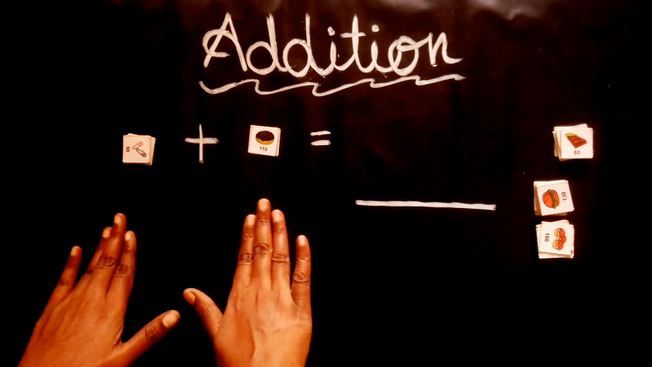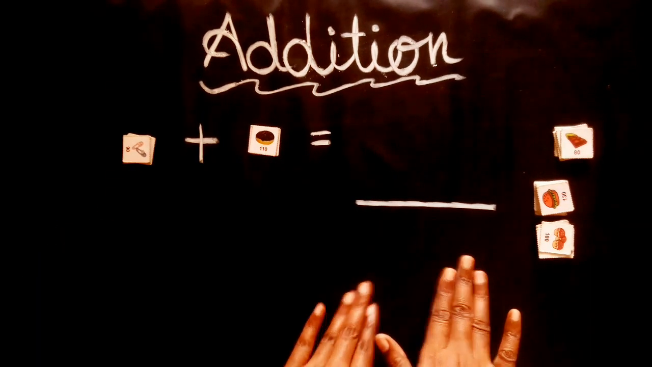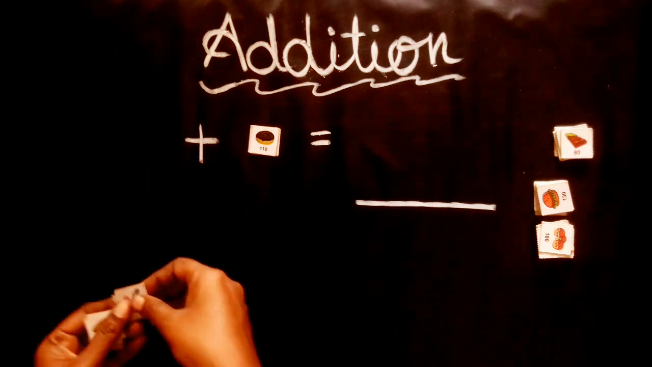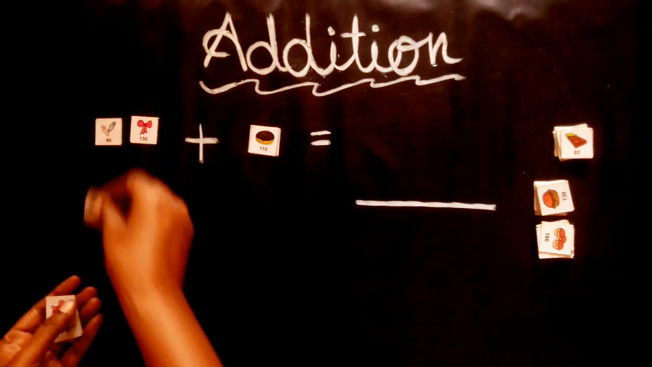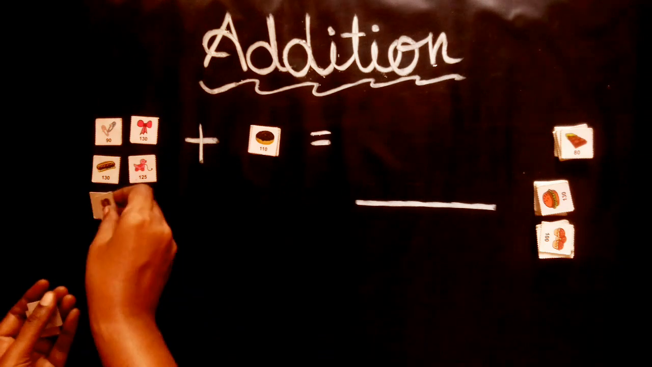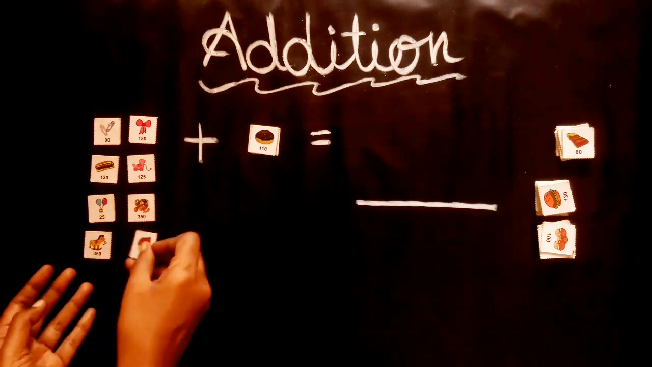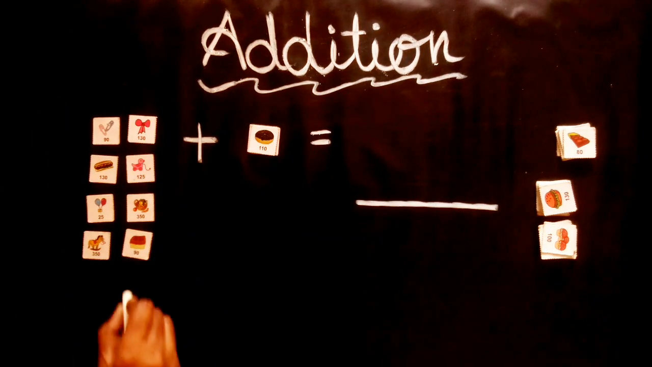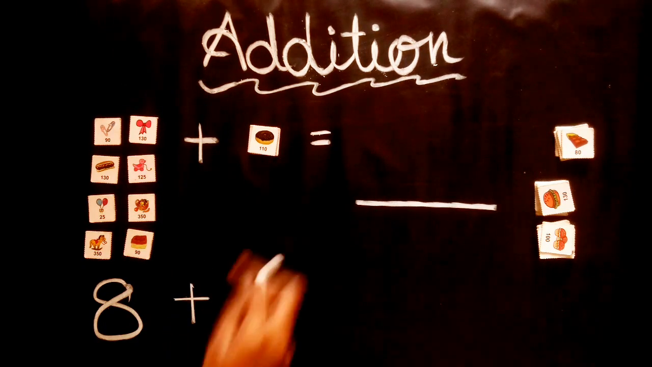Now we are going to count the number of cards and we are going to write the statement here. Now let's start with this card. 1, 2, 3, 4, 5, 6, 7, 8. So we have 8 cards here. So I have written number 8 plus.